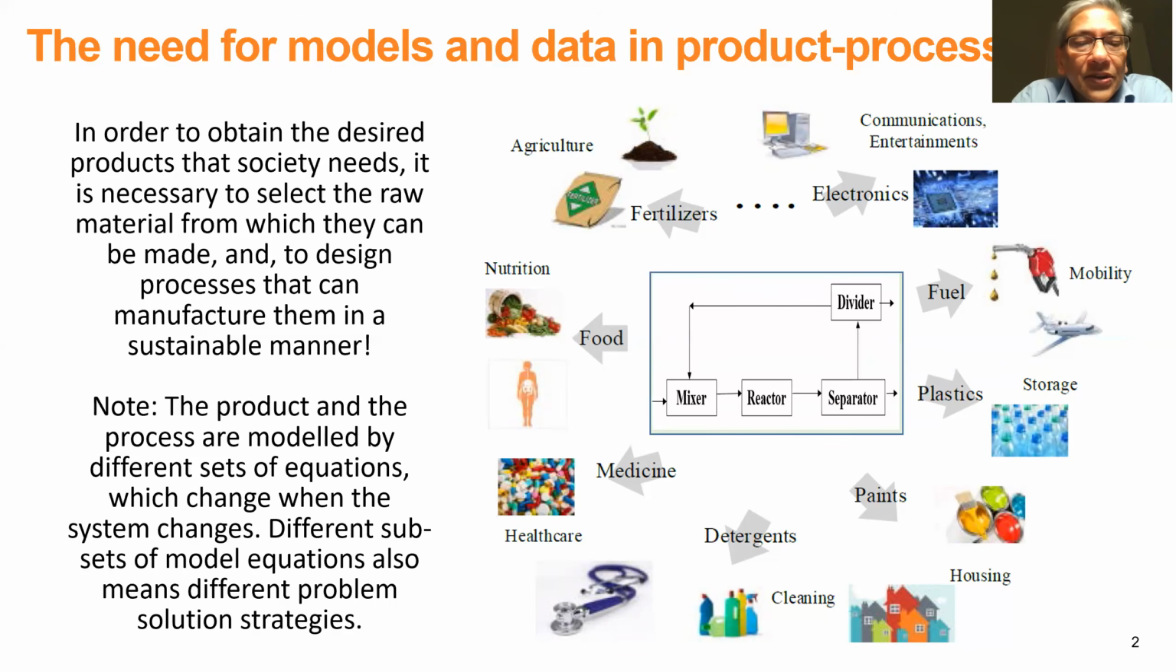That is, the product and the process are modeled by different sets of equations, which change when the system changes, if we want to solve them on a computer-aided basis. And the different sets of submodel equations also mean different problem solutions that would be needed for solving different types of product design problems. That means if we have different products, we have different processes, we have different sets of equations, we need different solution strategies. These are issues that I will highlight in this presentation.